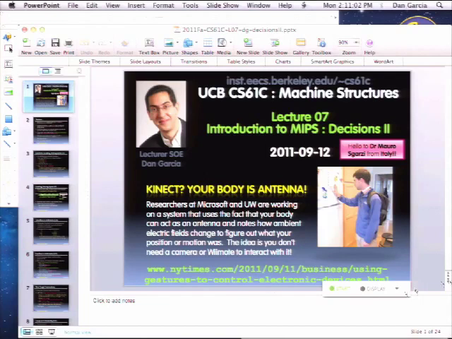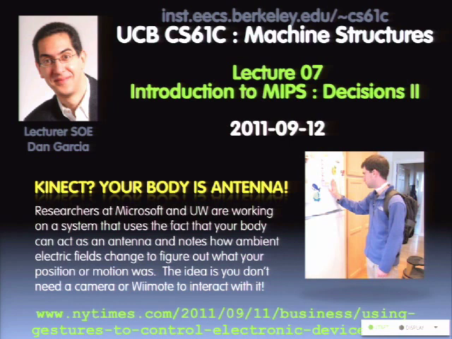Right, folks, 3, 2. Welcome everybody to Lecture 7. We're talking about MIPS, and we're right in the middle of talking about how to translate C code into MIPS with decisions. C code is where you're having the branches, you're being smart about things, you're making choices.